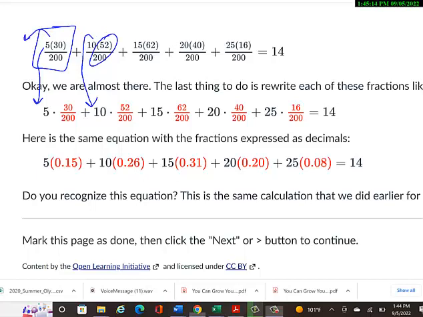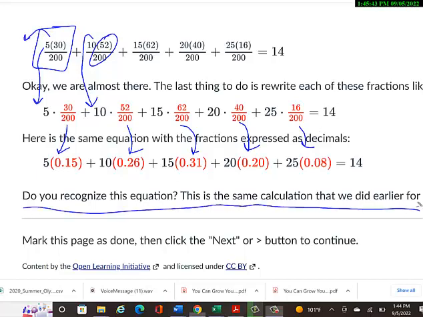Now that looks like the same calculation we did with the probability distributions. This fraction becomes this decimal, this fraction becomes this decimal as we calculate them, and on and on. So really, they're the same calculation no matter how you calculate the mean, whether you use probability distributions or the actual table of frequencies. You end up getting the same values. Do you recognize this equation? Yeah, this is the same calculation we did earlier.